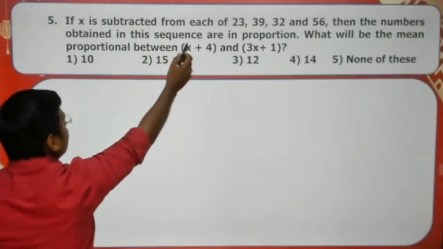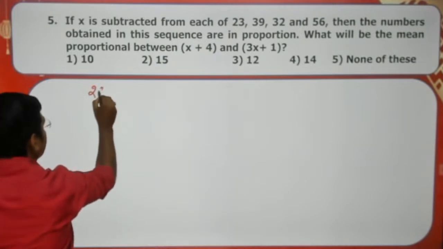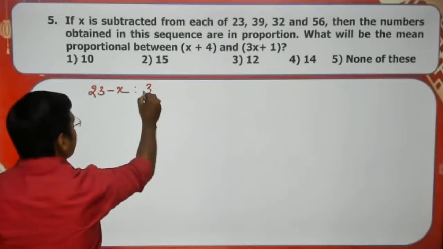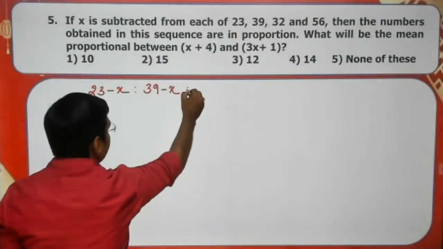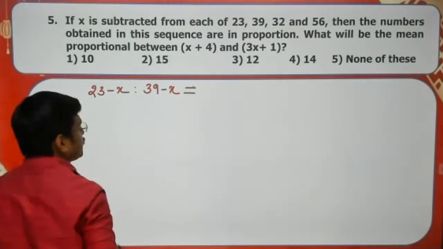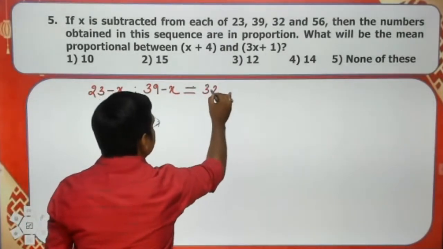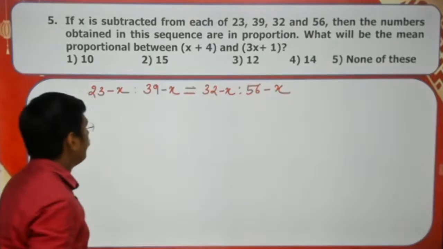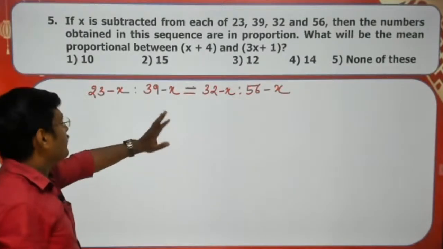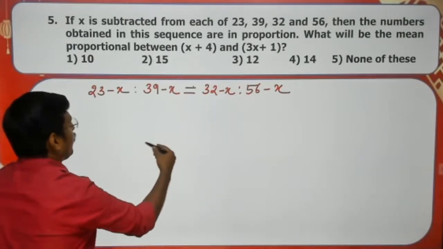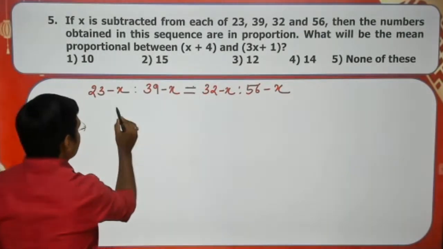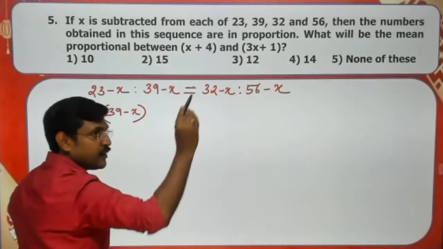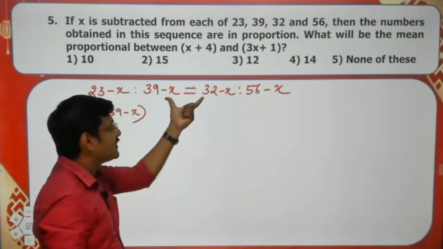If x is subtracted from each of the numbers, so 23 minus x is to 39 minus x as, or is equal to, we can write is equal to also, 32 minus x is to 56 minus x. Okay, so this is the frame. From this we know that product of means is equal to product of extremes. So product of means, so 39 minus x. If these 4 values are proportional, always remember that product of means is equal to product of extremes.